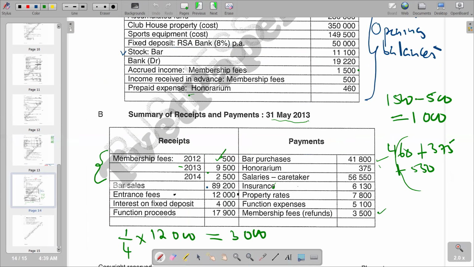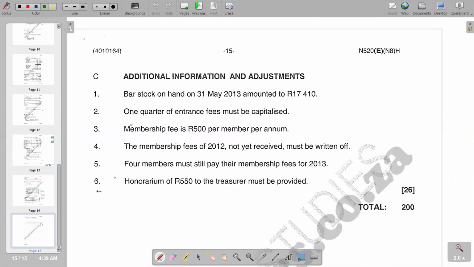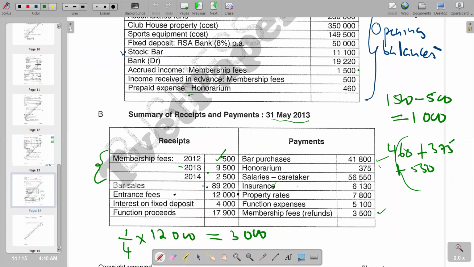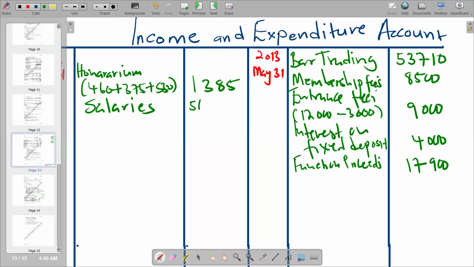You've got salaries for caretaker, which is 6,130. And of course, we go to the information to see anything affecting our salaries. In this case, we do not have, so we enter it as it is. Then we're going to say salaries. And we have an amount of 56,550. So this is what we've got.